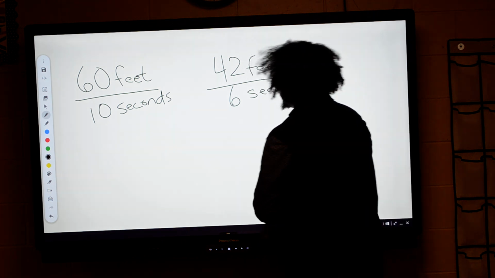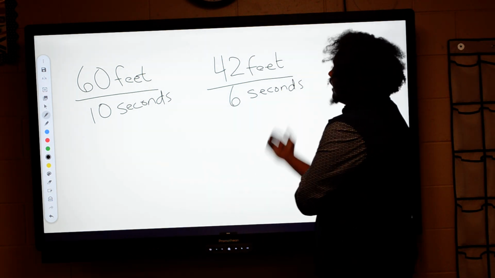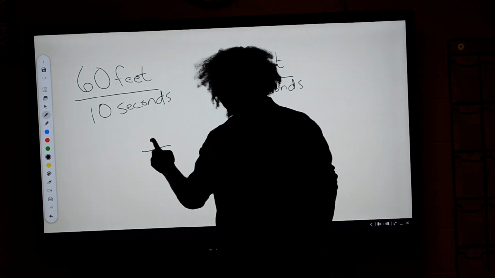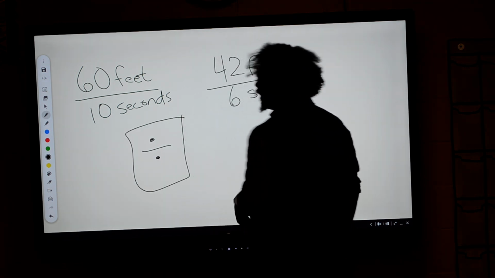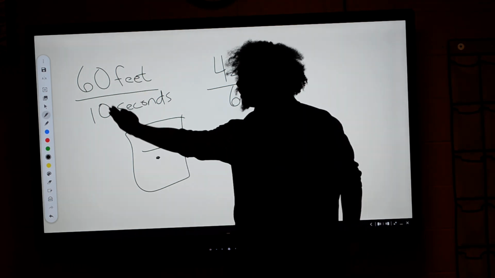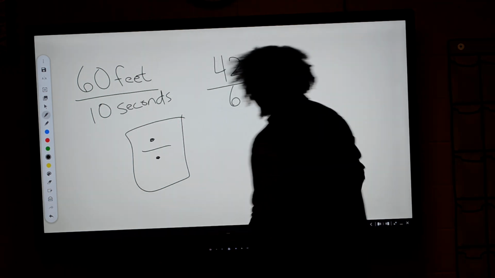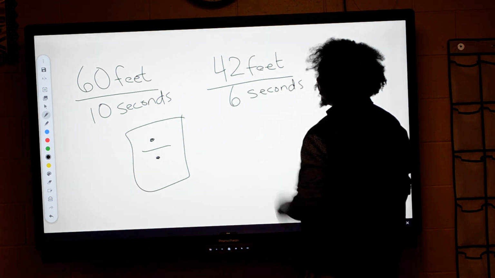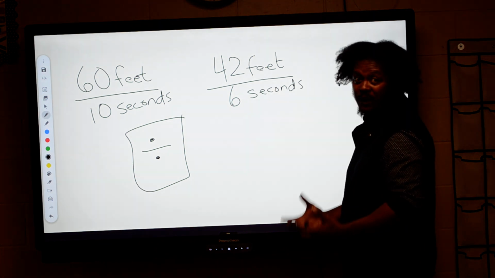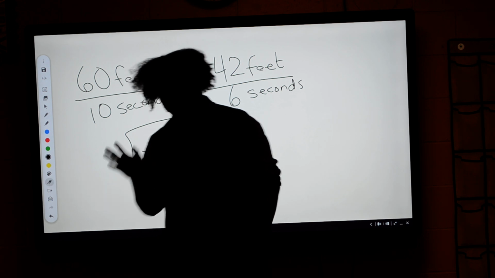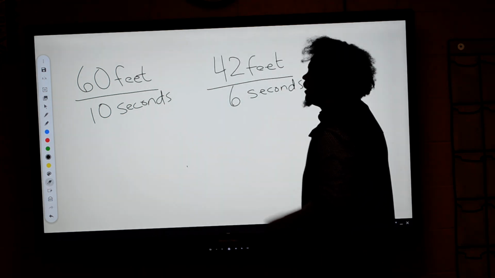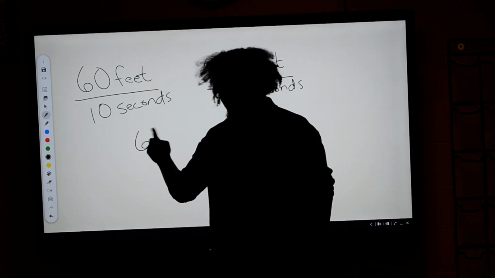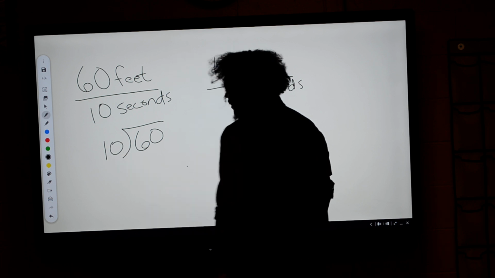All right, so what do you think we need to do with these in order to find the rate? Well, fractions tell you a lot about what we need to do with these two numbers, okay? Because it looks a lot like this. So what do we need to do? We need to divide so that we can break this down to see how far they go in 1 second. And the same thing over here. We need to divide 42 by 6 to see how far this person can go in 1 second. Then we can compare. So I'm going to leave that up, and I'm going to set up the division problem. All right? So we're going to put 60 inside of the box and 10 outside. All right?